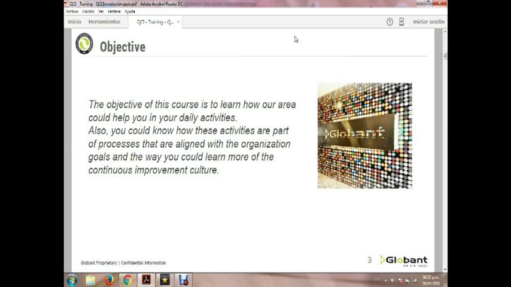The objective of this course is to learn how our area could help you in your daily activities. Also, you will learn how these activities are part of processes which are aligned with the organization's goals and the way you can learn more about the continuous improvement culture.